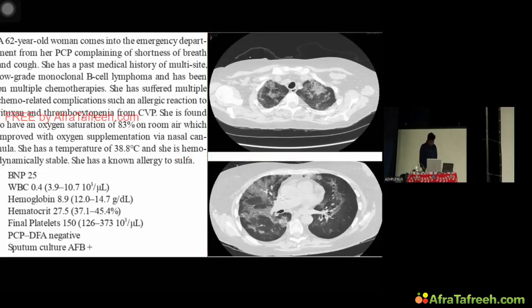A 62-year-old female comes to the emergency department complaining of shortness of breath and cough. She has a past medical history of multi-site low-grade monoclonal B-cell lymphoma, has had multiple chemotherapies. She suffered multiple chemo-related complications such as allergic reactions to drugs. She is having a saturation of around 83% on room air, and she is hemodynamically stable. And this is the investigation. What is your diagnosis?